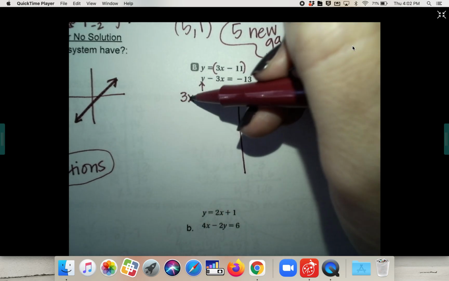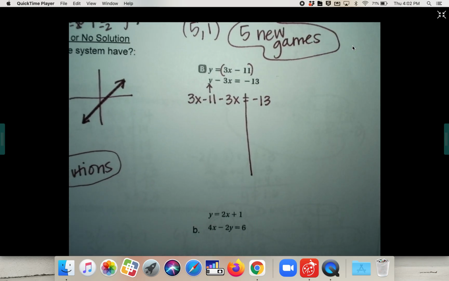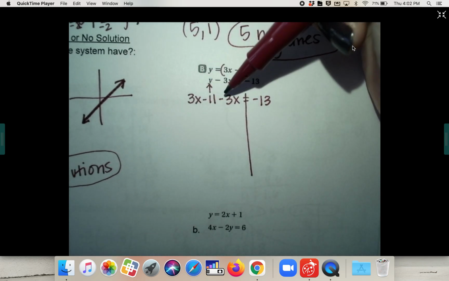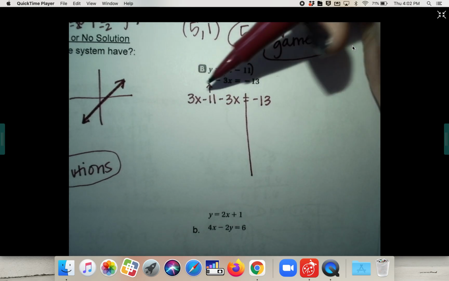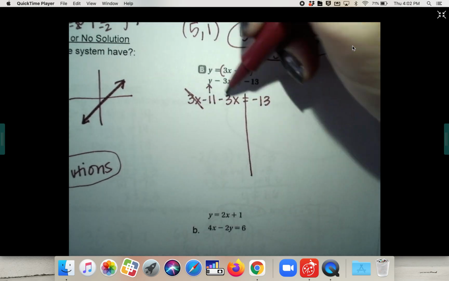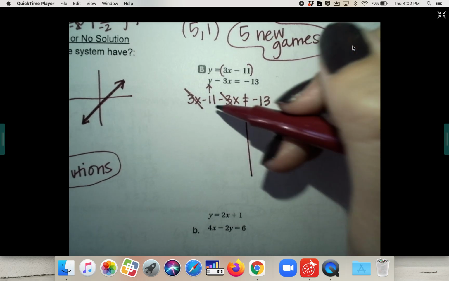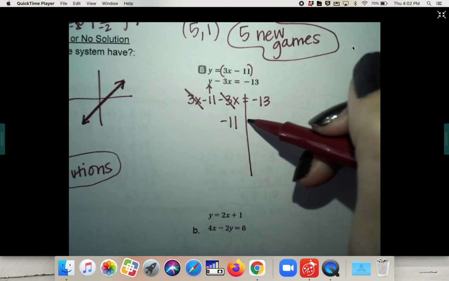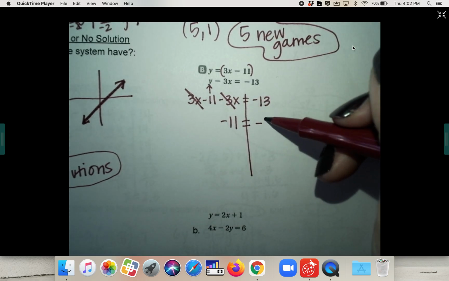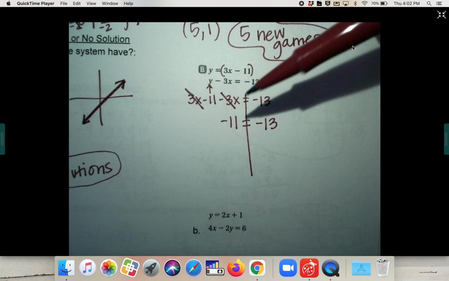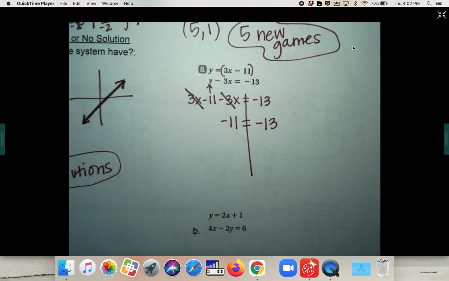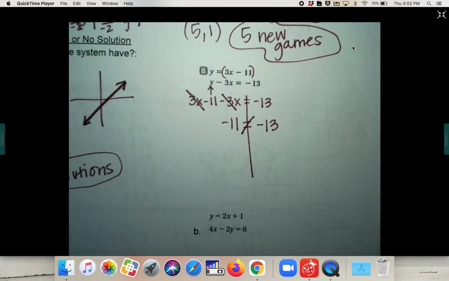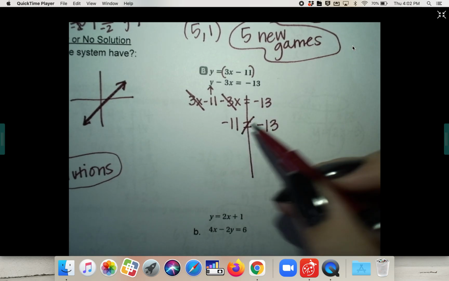Let's solve it because we have x's. All right, right away, I see a 3x minus a 3x. Anything minus itself is 0. They cancel each other out. So what we're left with is negative 11 on the left and negative 13 on the right. Now think about it. Does negative 11 equal negative 13? Absolutely not. It does not equal. That little slash means does not equal.